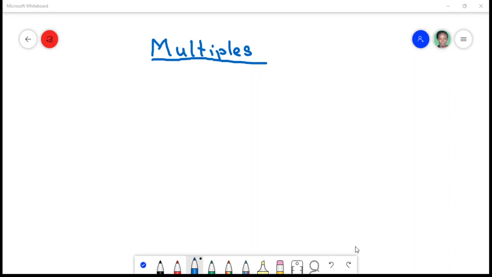Basically, when we say a multiple, a multiple is found by multiplying a whole number by any other whole number. So I first need to have a whole number, times another whole number. Not just any number, but another whole number.